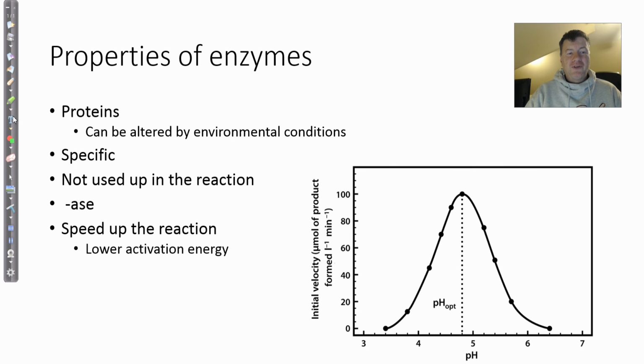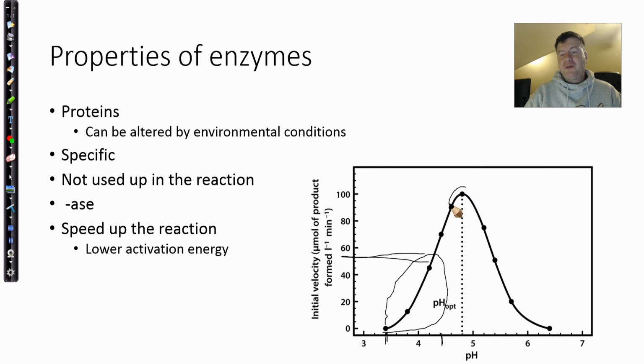The example I gave you over here is showing initial velocity of product, a fancy way of saying how fast the reaction happens. This reaction doesn't really happen very much down here between a pH of roughly 3.5 and 4.5. You see this is a pretty low reaction rate. This enzyme works really well, it looks like, at a pH around 4.8. But if the pH is much greater than that, much more basic, you see this enzyme doesn't work very well at all. So the moral of the story here is enzymes are affected by their environmental conditions.